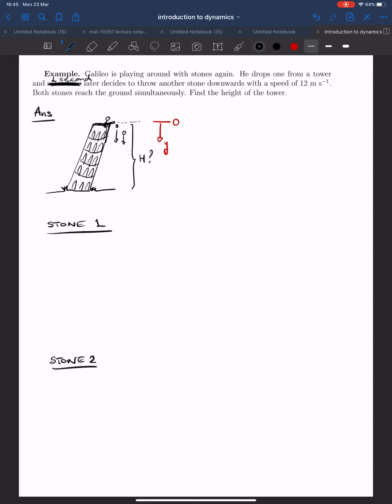So, here's the question. It says, Galileo is playing around with stones again. He drops one stone from a tower, and then 1 second later, he decides to throw another stone downwards with a speed of 12 meters per second. Both stones reach the ground simultaneously, so we're supposed to find the height of the tower.